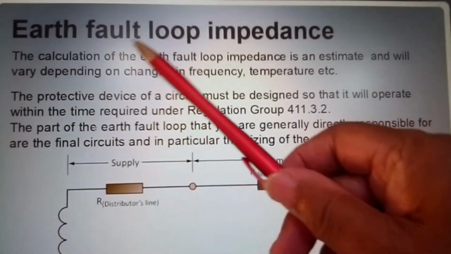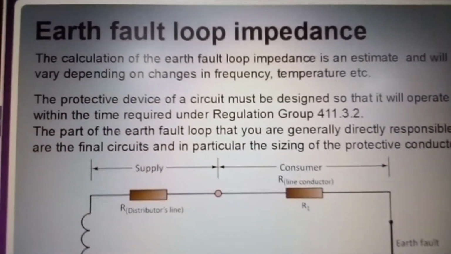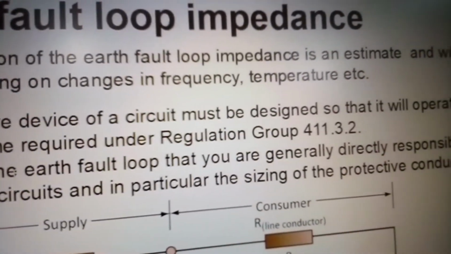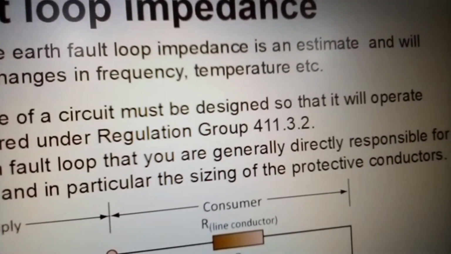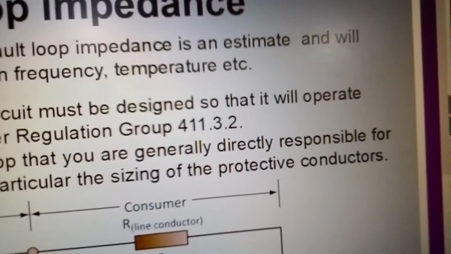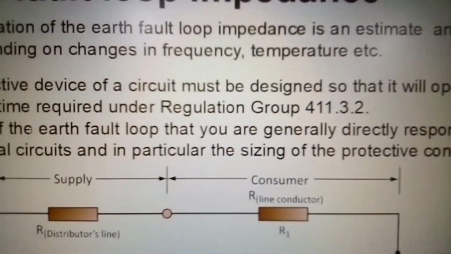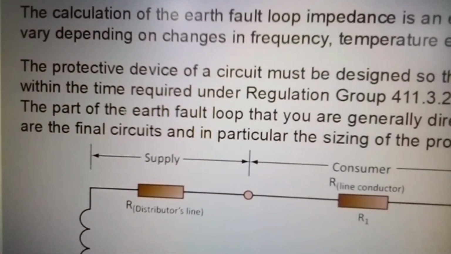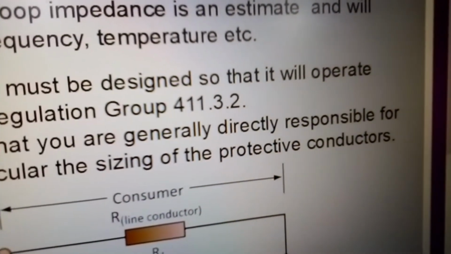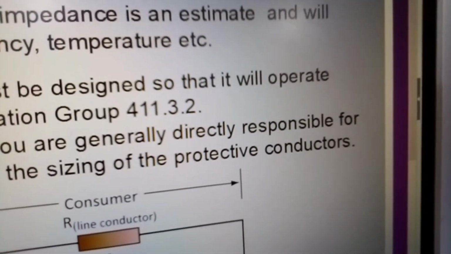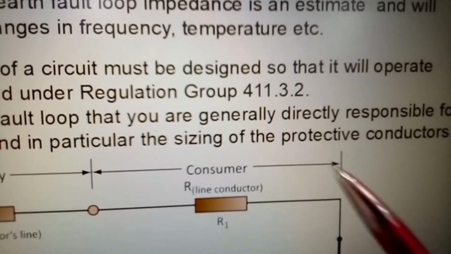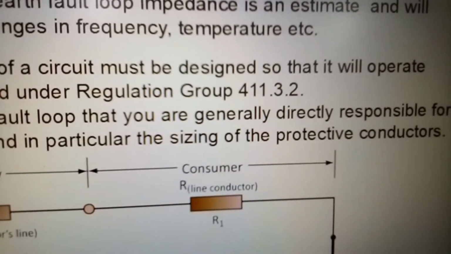And here we have earth fault loop impedance. Now let me just pan into this so we can see it in full before I go any further. I'm just going to pan across so you can see it and read it for yourselves. Now again, I don't need to read this to you. You can see this for yourself, but you need to make sure that you read it. Don't just think you can just glance through it. That's not going to work, because the regulations are specific, and you need to know which regulations you are referring to.